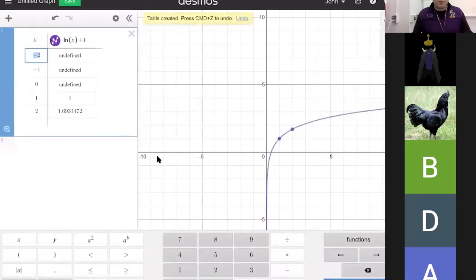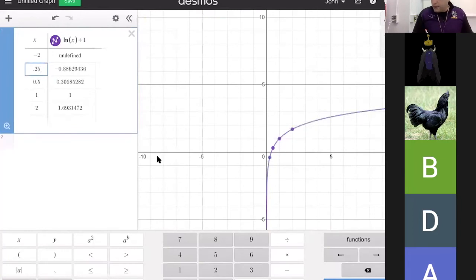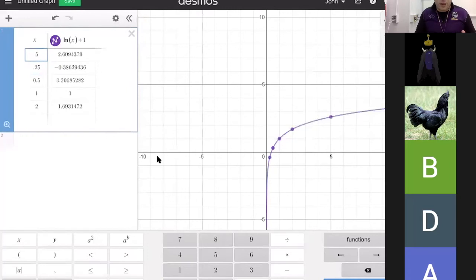And I'm going to get some more points here. I know that if I go on the decimal route, I'll get more points. So let's say instead of 0, which I know doesn't work, let's go with 0.5. And instead of -1, which I know doesn't work, I'm going to go with 0.25. And let's go to 5 just for reference. Okay, so I'm going to use these 5 points to graph my line.